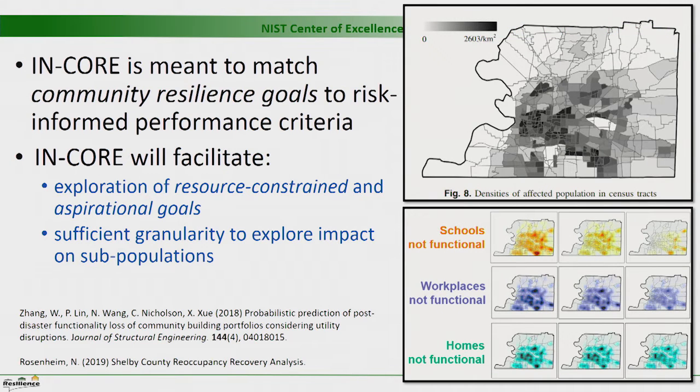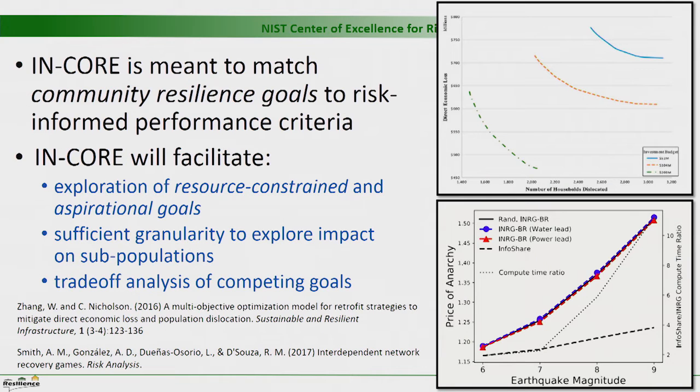IN-CORE also supports sufficient granularity for goal setting and impact analysis on subpopulations, including often overlooked socio-demographic groups. IN-CORE facilitates trade-off analysis with respect to conflicting goals competing for the same limited resources, whether this relates to short-term versus a long-term outlook, or mitigation interventions focused on residential structures to reduce population dislocation versus investments on commercial and industrial buildings to reduce direct economic loss, or many other possibilities.